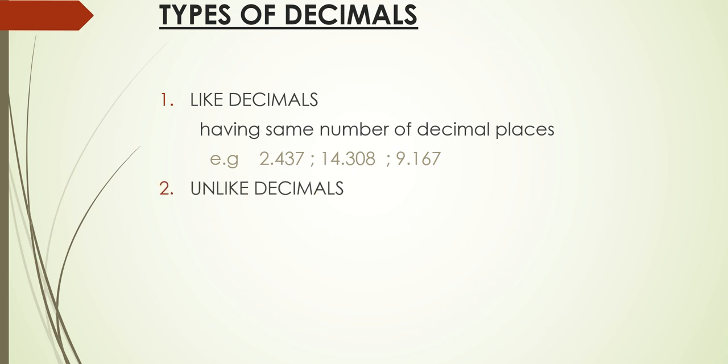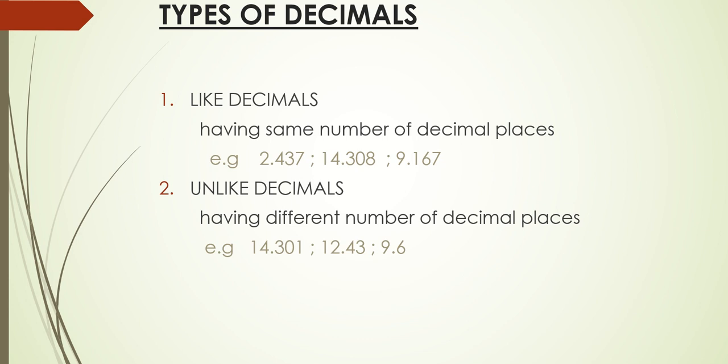Second is unlike decimals. Similar to like decimals, we can say unlike decimals are decimals having different number of decimal places. As like means same, unlike means different. So we have this definition: having different number of decimal places.